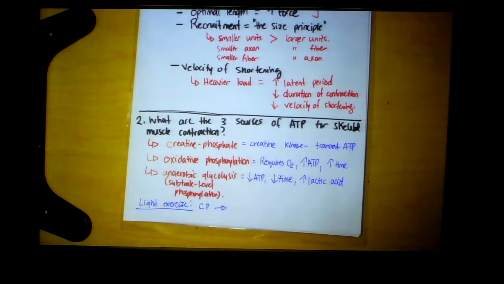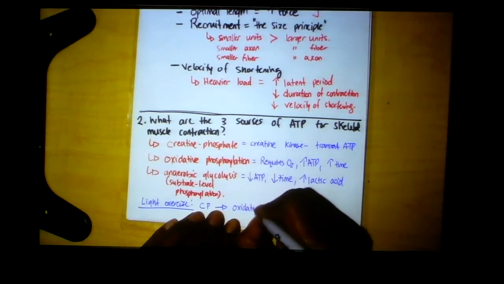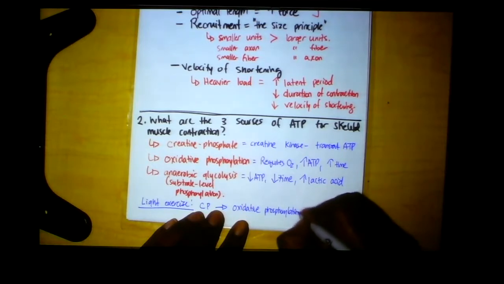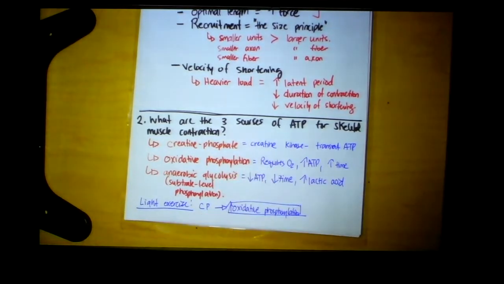Then we go to oxidative phosphorylation, right? And that's going to be the main source of light intensity exercise, okay? Why? Because we are exercising at a rate where we can maintain oxygenation, we can maintain ventilation, and so this is the main source of light intensity exercise.